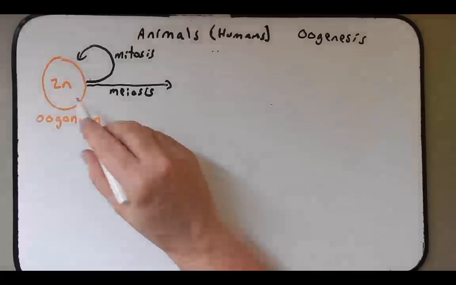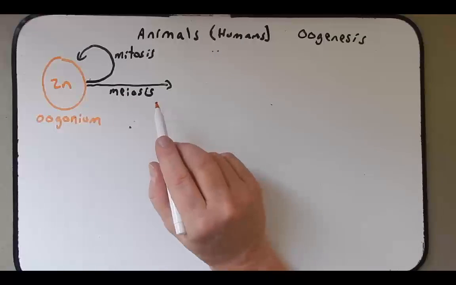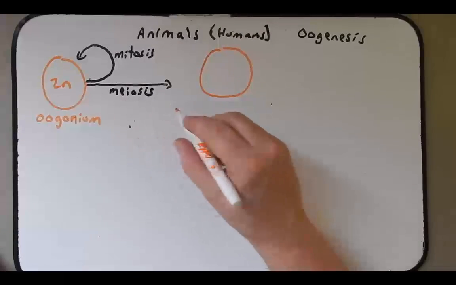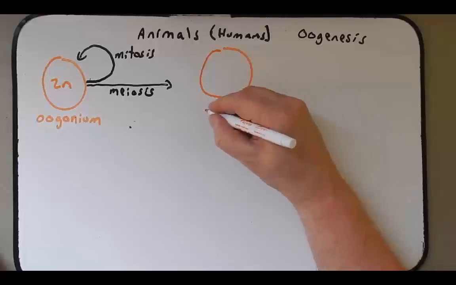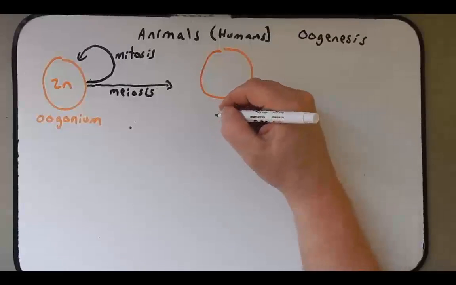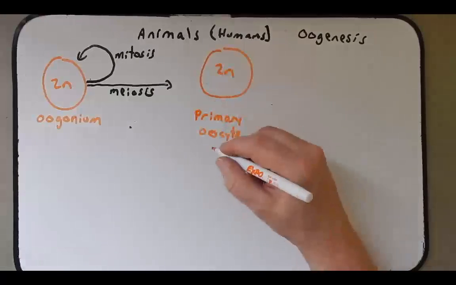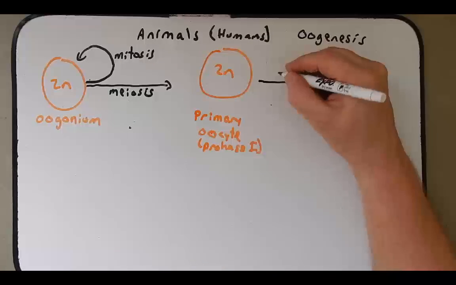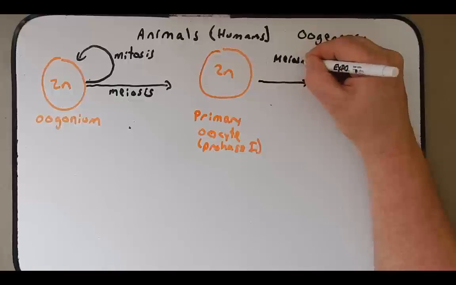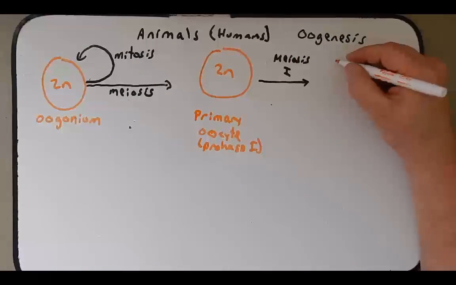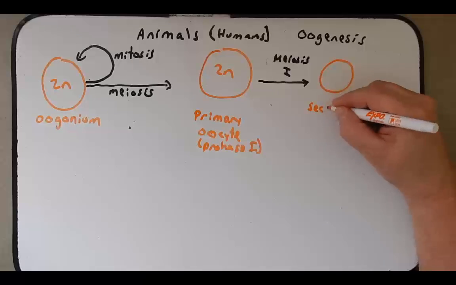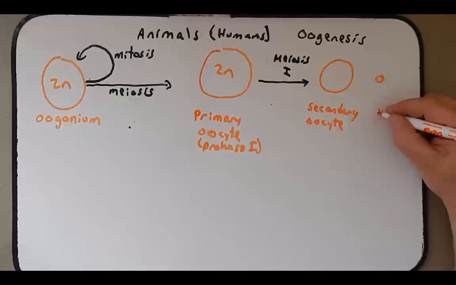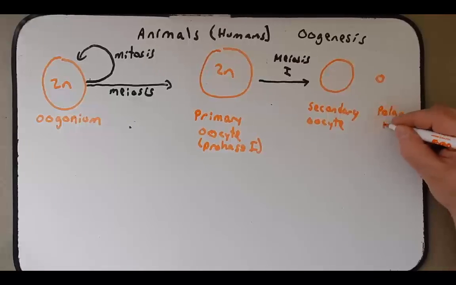So once the oogonium commits to meiosis, just like in spermatogenesis, it enters prophase 1. And at this point, it is called a primary oocyte. At this point here, it's in prophase 1. Now each primary oocyte will complete meiosis 1, producing one secondary oocyte and a much smaller polar body.